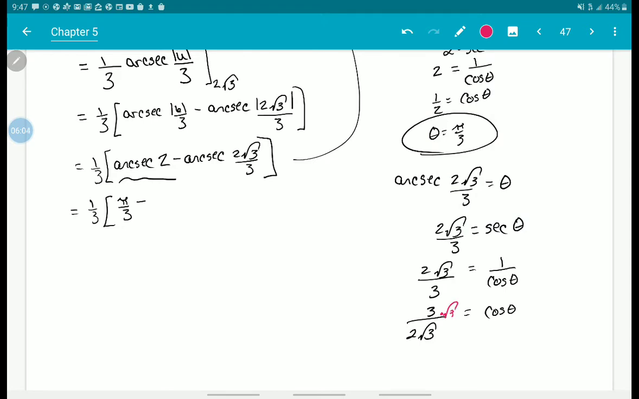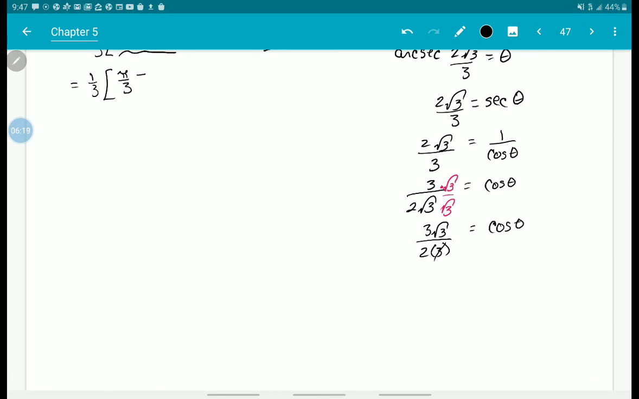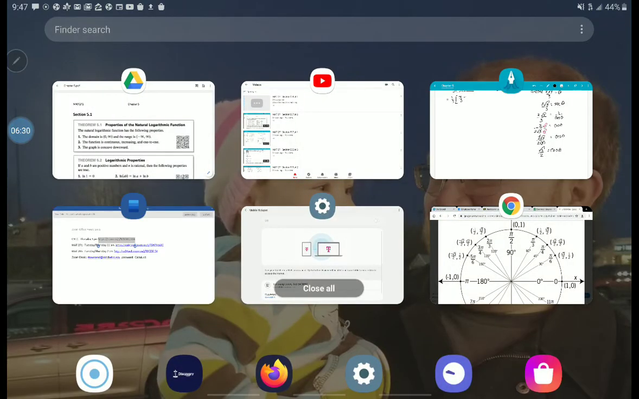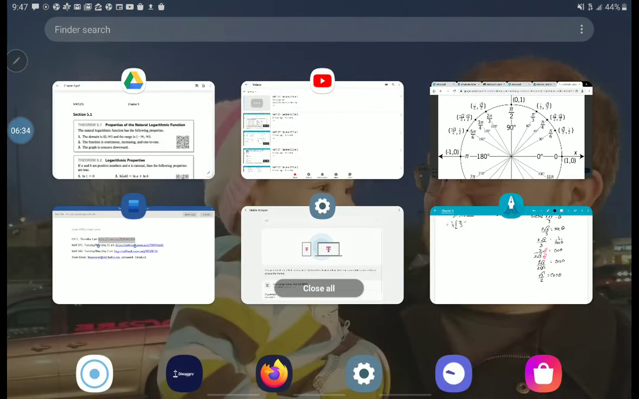Let's multiply the top and bottom by square root of 3. So we're going to have cosine of theta is equal to 3 square root of 3 over 2 times 3. And notice those 3's cancel. So we're looking at square root of 3 over 2. So we're asking, where is the cosine equal to square root of 3 over 2? Cosine's the x-coordinate. That happens at pi over 6.